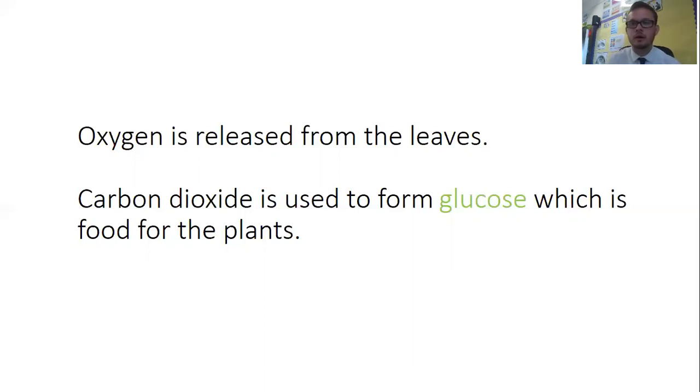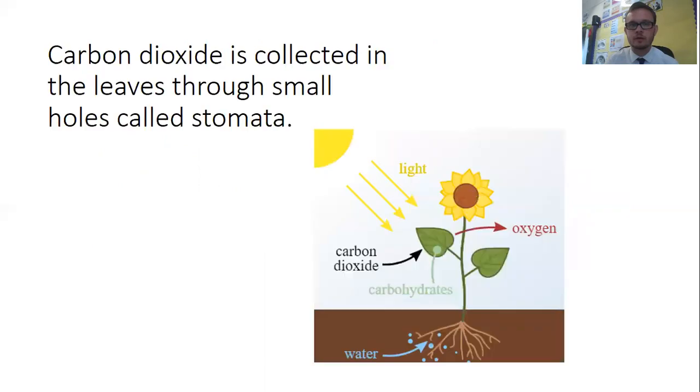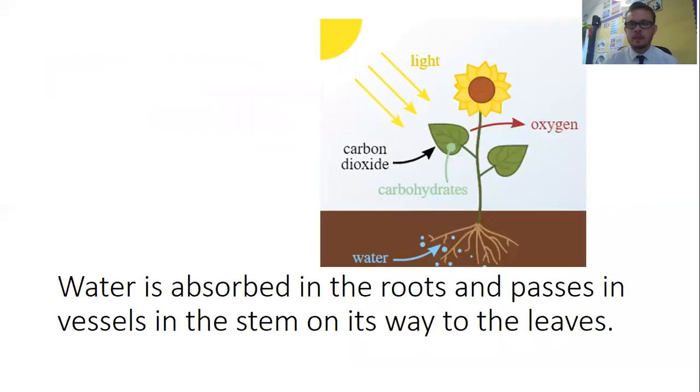So I'm just going to go back again, and I want you to take note of what is happening. So write down every step. The first one: carbon dioxide is collected in the leaves through small holes called stomata. Pause this video as you're going if I'm going too quick. Water is then absorbed in the roots and passes in vessels called xylem in the stem on its way to the leaves.